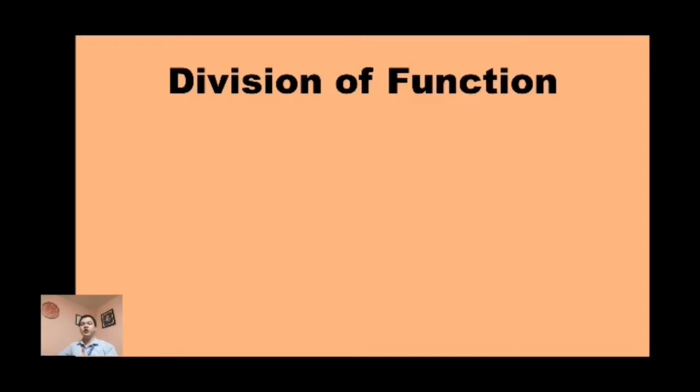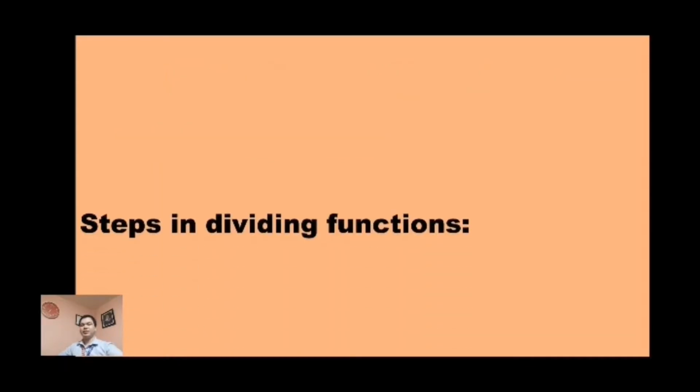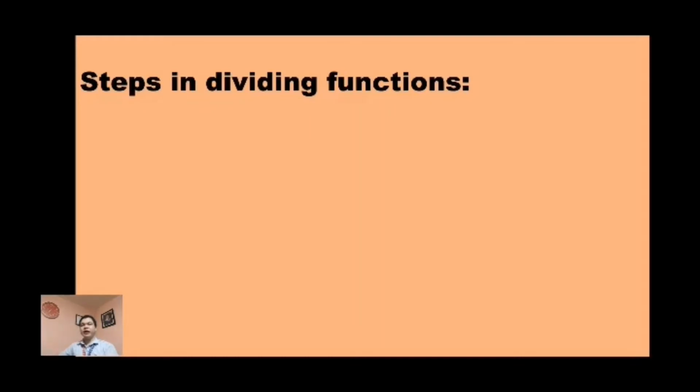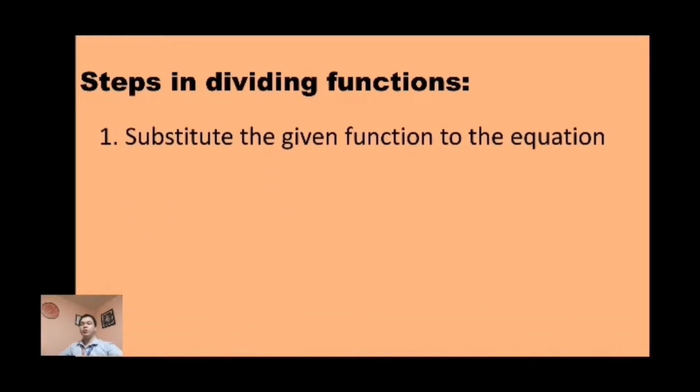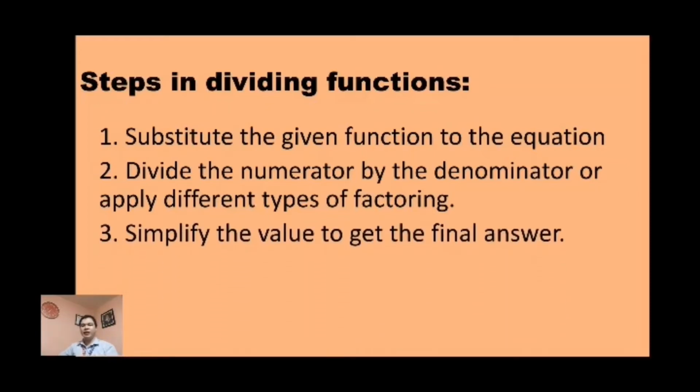Let's define division of function. Let f and g be functions. We have the quantity of f divided by g of x is equal to f of x divided by g of x. Steps in dividing functions. Number 1, substitute the given function to the equation. Number 2, divide the numerator by the denominator, or apply different types of factoring. Number 3, simplify the value to get the final answer.